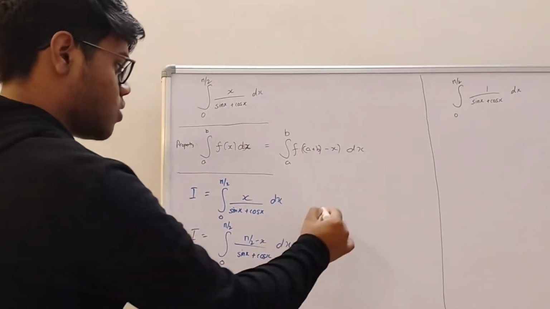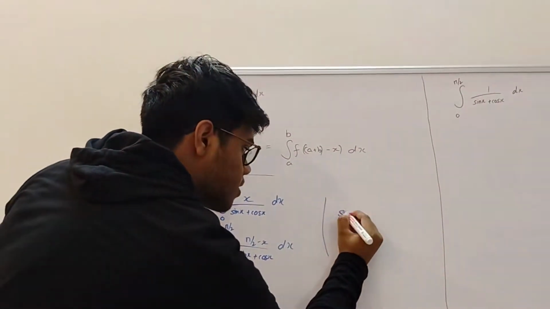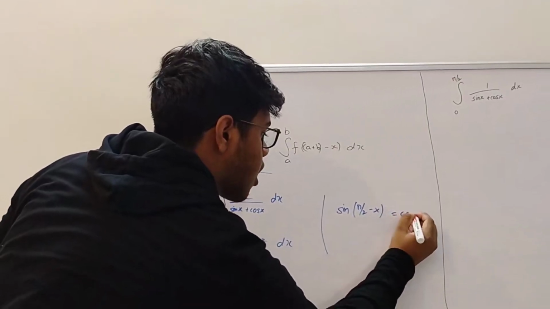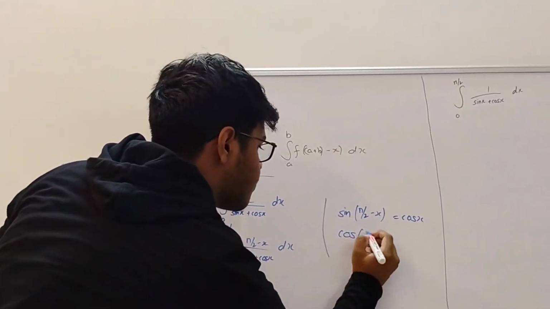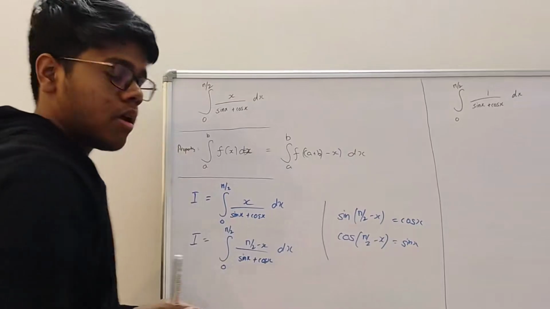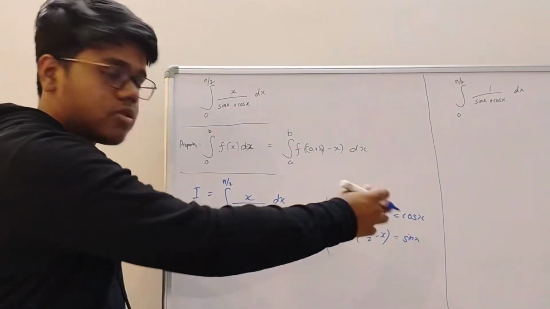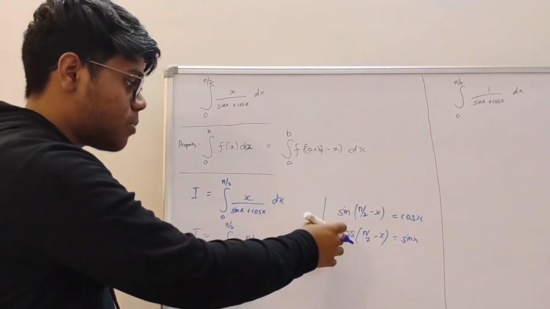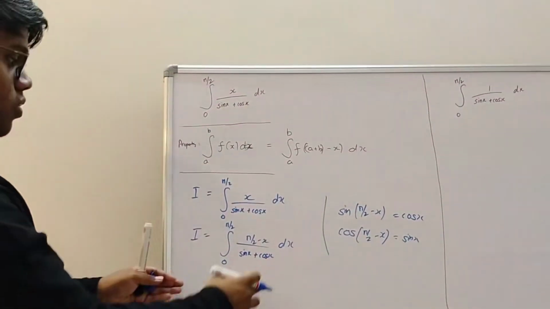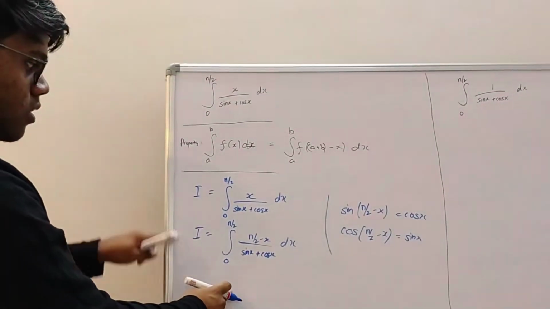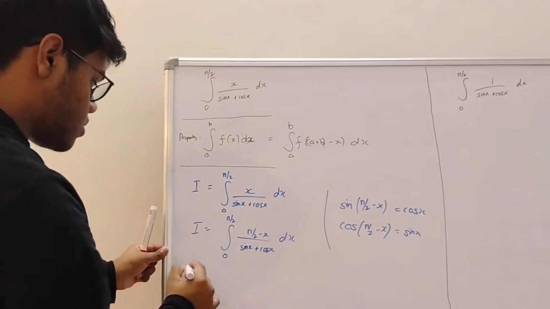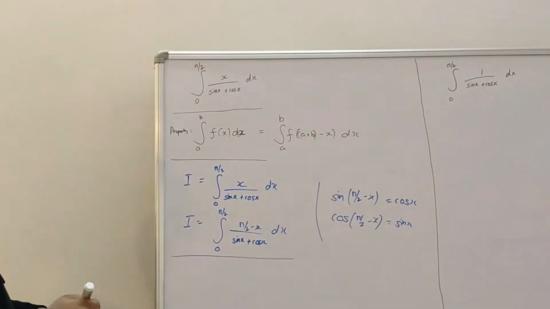This is because we know that sin of pi by 2 minus x is cosine x, and the same thing applies for cosine, where cosine of pi by 2 minus x is sin x. So we do this, we get this. And now we add these two integrals. Let's add these.